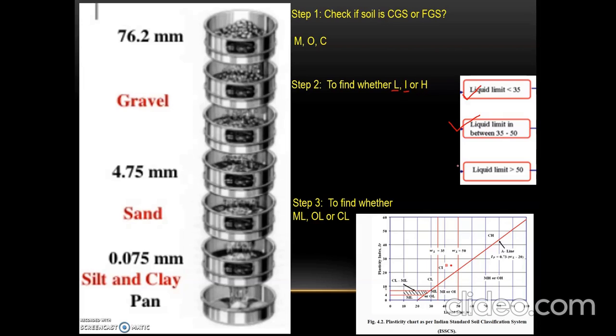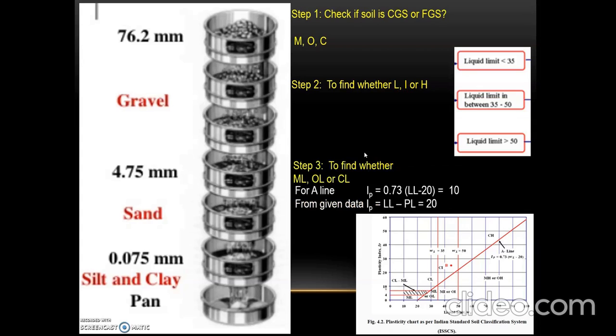And if the liquid limit of the soil, which will usually be given in the problem, is greater than 50, then we have to use letter H. H stands for high. So, L for low compressibility, I for intermediate compressibility, and H for high compressibility. By checking the value of liquid limit with these three conditions, we can come to know whether we will have to use letter L, I or H.